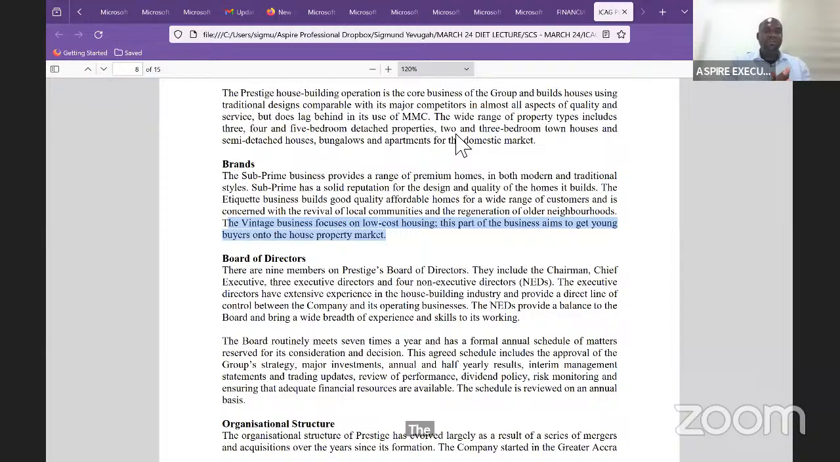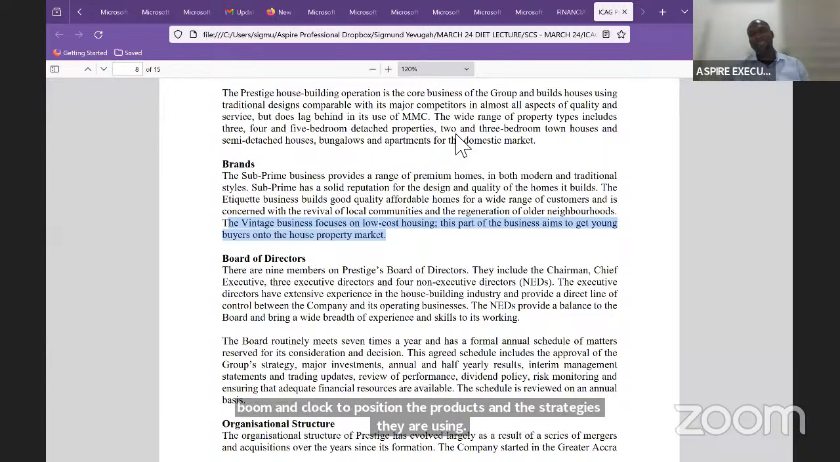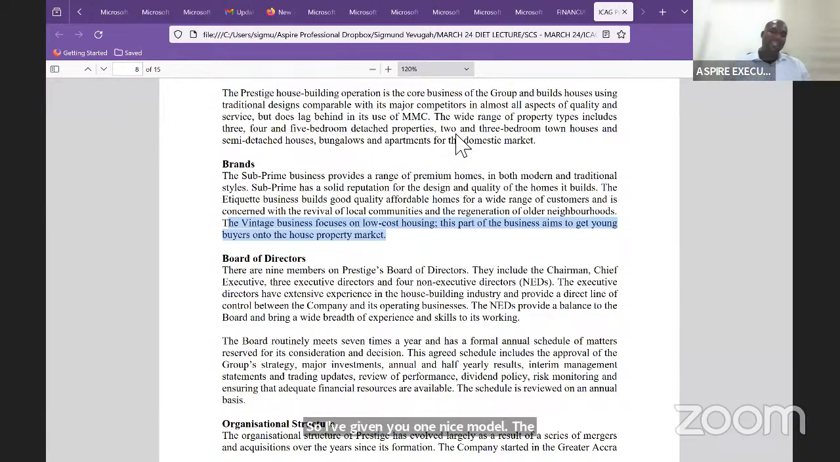So they have the premium homes, and they have the affordable homes, because most times when something is described as affordable, it means that you are trying to have a hybrid here. You are giving the customer a high benefit, above average benefit, but below average price. So that clearly can be a hybrid. Is that clear? Then the Vintage one is going for the low price strategy. Is that clear? So even with this, you can use your Bowman clock to position their products and the strategies they are using. So I've given you one nice model. The Bowman clock will be used to do that analysis.